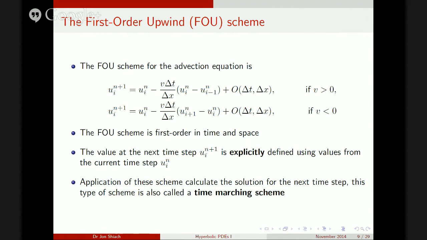The value of the next time step, which is the superscript n+1, is explicitly defined. It's quite easy to calculate the next time step because you already know the current values of u. This is important at the bottom. Application of these schemes to calculate the solution for the next time step is called a time marching scheme. So what we do is we start with initial conditions, and you march the solution forward by delta t each time. So we call this a time marching scheme.